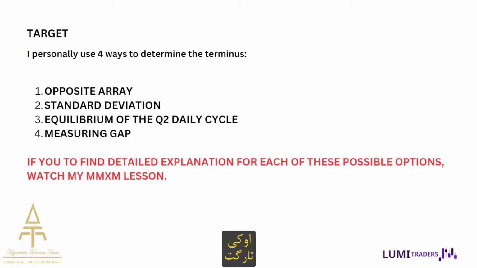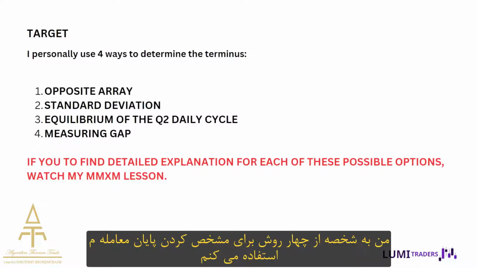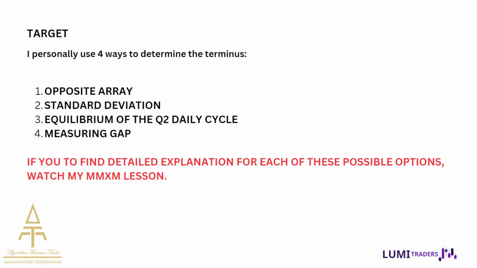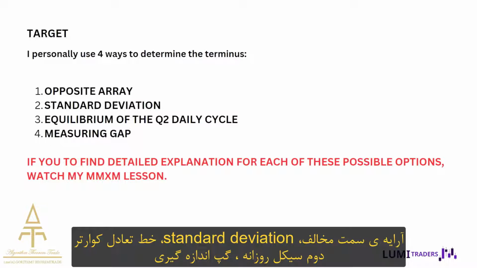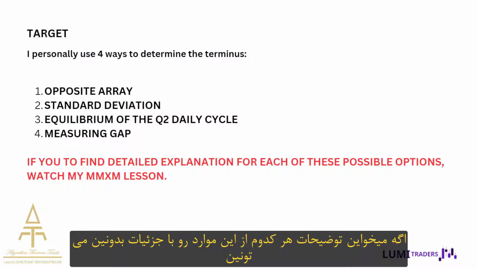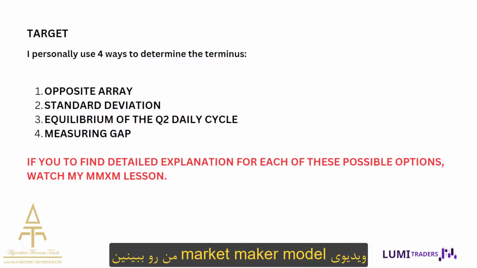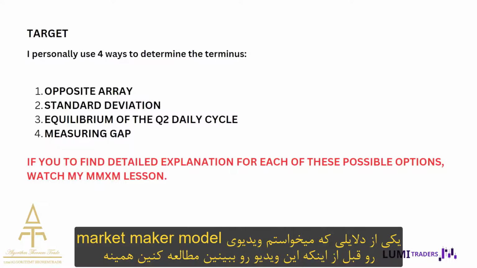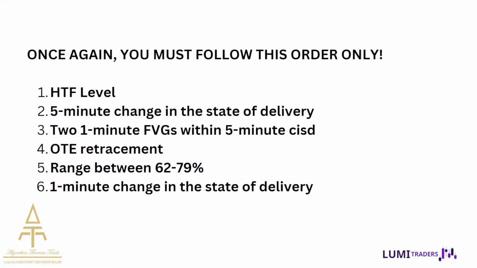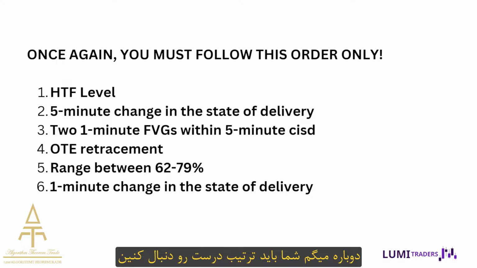Okay, target. I personally use 4 ways to find my target: opposite array, standard deviation, equilibrium of quarter to daily cycle, measuring gap. If you want a detailed explanation of each of these possible options, watch my market maker model lesson. That's why I asked you to watch my market maker model lesson before you start watching this lesson. Once again, you must follow the proper order.